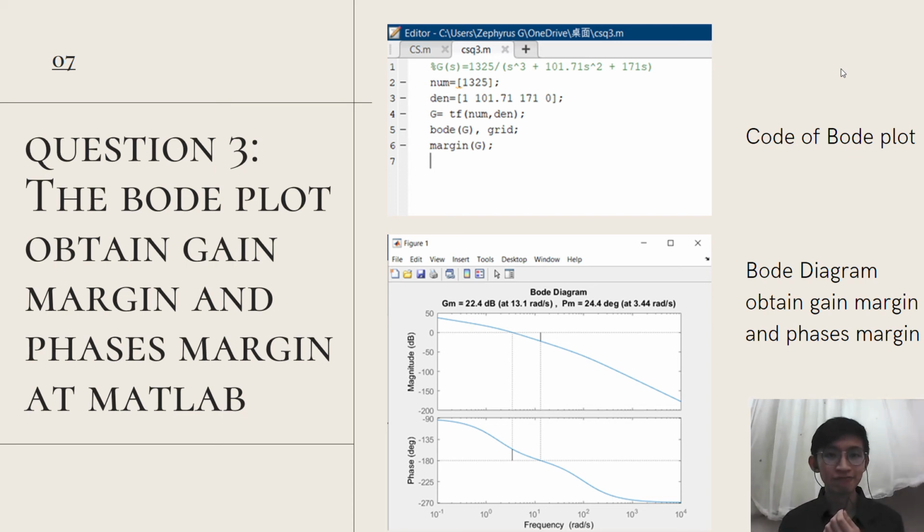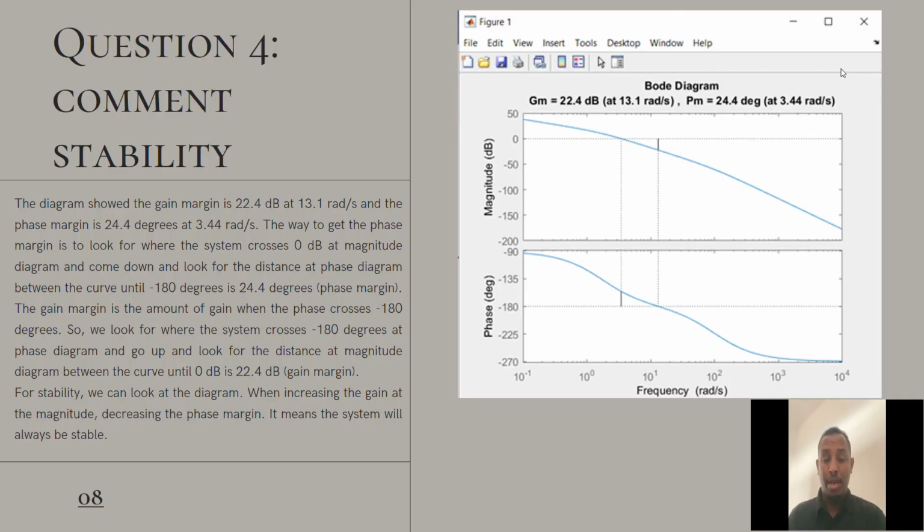Thank you. My name is Abdihamid. So now I will continue my part, question 4. The diagram shows the gain margin is 22.4 dB at 13.1 radians per second, and the phase margin is 24.4 degrees at 3.4 radians per second.